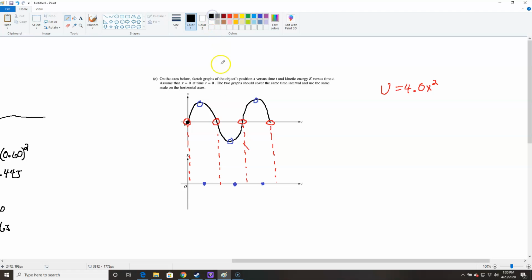So that helps shape this graph. It is going to be sinusoidal in nature. It comes down, comes up, comes down, comes back up, comes down, comes back up. It's also always greater than or equal to 0 because it's kinetic energy.